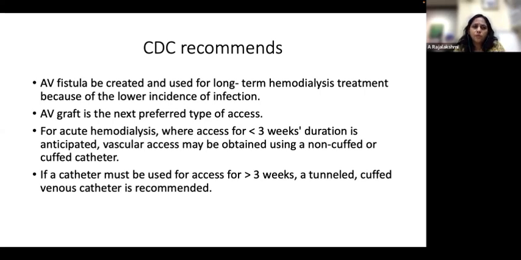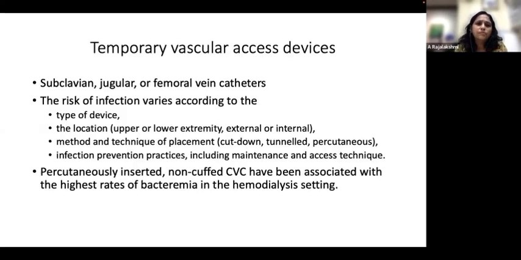The best will be an AV fistula because it has the least risk of infection. Second will be an AV graft, which is not usually that commonly done. Then comes acute HD, that is, a patient coming with an acute kidney injury. You will use a non-tunneled catheter, a short-term central catheter. And if the patient needs long-term access of more than 3 weeks, what is preferred is a permacath or a tunneled venous catheter, because that has less risk of infection as compared to non-tunneled catheters.